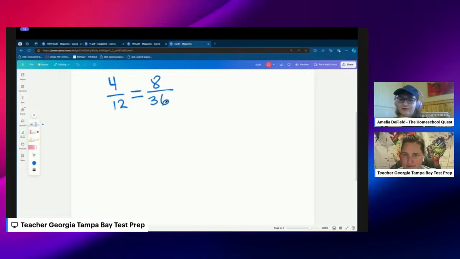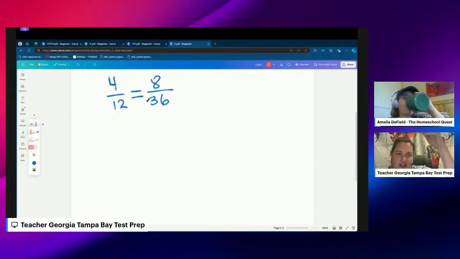All right. We need to see if this is true. Is 4/12 equivalent or equal to 8/36? We don't have the bars anymore, but we know we can use multiplication to help us figure out if they're equivalent. Does anyone have an idea for me?